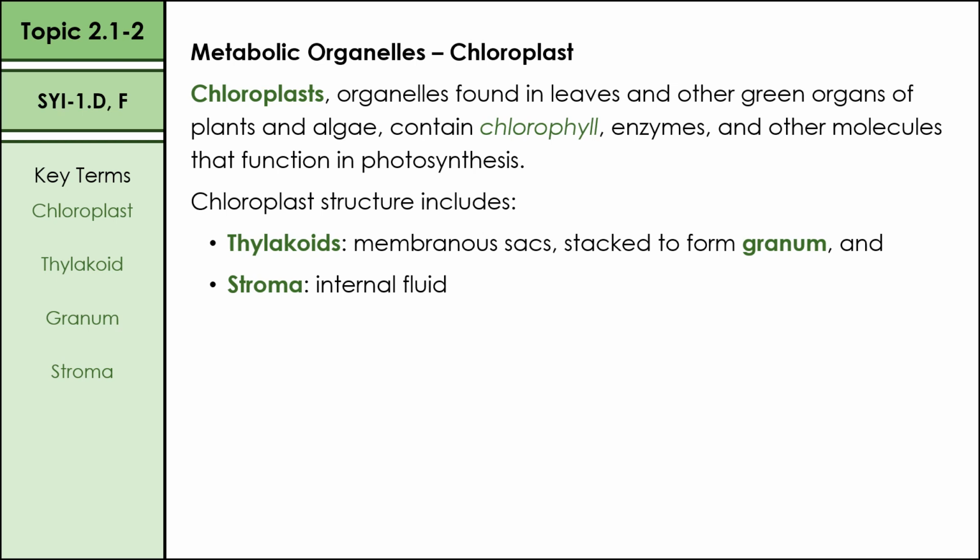Chloroplasts are organelles found primarily in leaves and other green organs of plants and algae because they contain chlorophyll, a green pigment which is used to absorb light energy. They also contain enzymes and other molecules that function in photosynthesis, all of which we are going to spend more than enough time on in our next unit. The chloroplast structure includes two main parts: thylakoids, which are membranous sacs stacked into grana, and the stroma, which is the internal fluid.